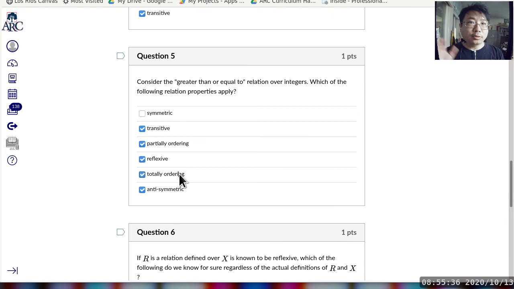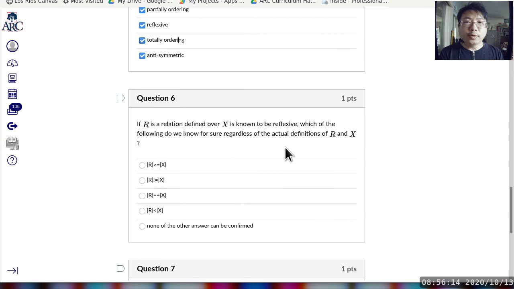The answer is yes. If you pick any two integers, A and B, it is always the case that A is greater than or equal to B, or B is greater than or equal to A. Now, in certain cases, both are true, because if A and B are the same, then A is greater than or equal to B and B is greater than or equal to A are both true. But we don't need both of them to be true. We just need at least one of them to be true. And that really is the case for greater than or equal to. So that's why greater than or equal to is also totally ordered.